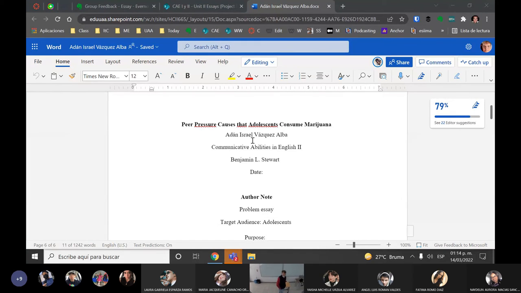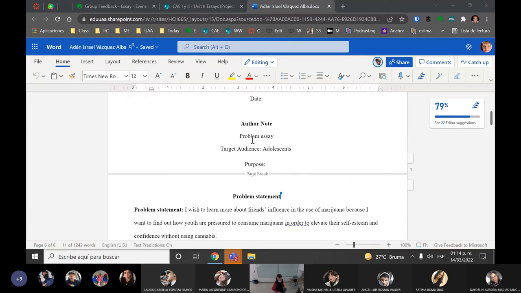See if your partner has indicated a target audience. To whom are you writing the letter, the essay? Who would benefit the most having read your essay? Try to be specific. See if your partner has included that information.